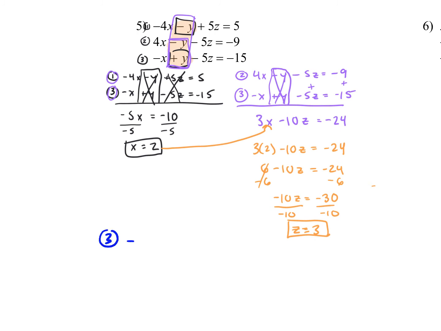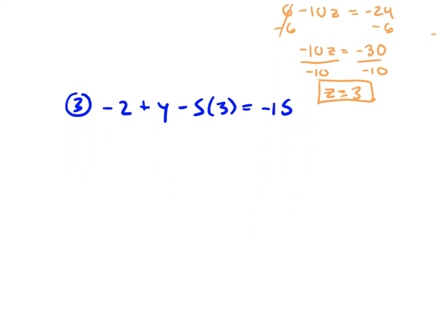So plug in x, so negative 2 plus y minus 5 times 3 is equal to negative 15. And then we just solve it just like we did before. So what do I have to do first to solve for y? Negative 5 times 3, which is? Negative 15. What do I do next? Combine like terms. So I have y minus 17 is equal to negative 15.